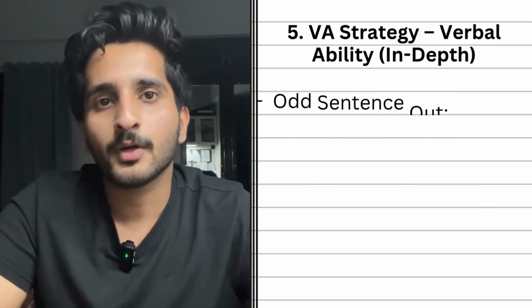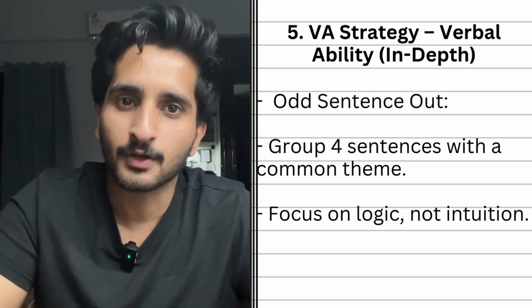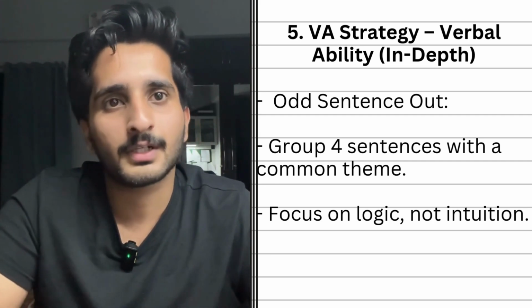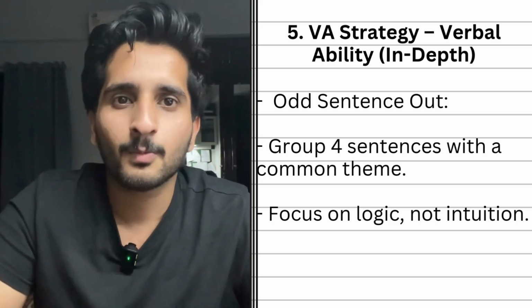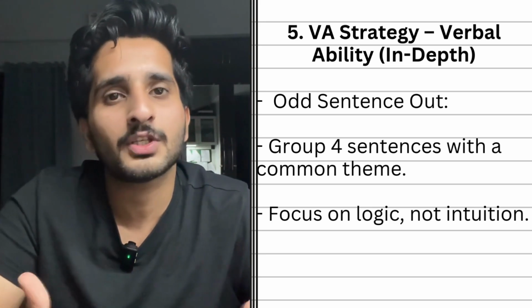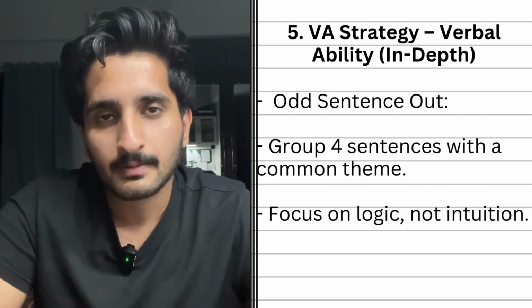Second type of questions would be odd sentence out. These look like para jumbles, but one sentence really stands out. Now, what would be the strategy? Well, simple. First, group 4 sentences with a common theme. Then the remaining one will slightly be off on the topic, or there would be a change of tone. Focus on logic and not intuitions in this part.